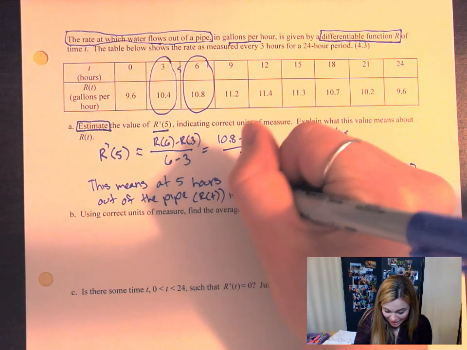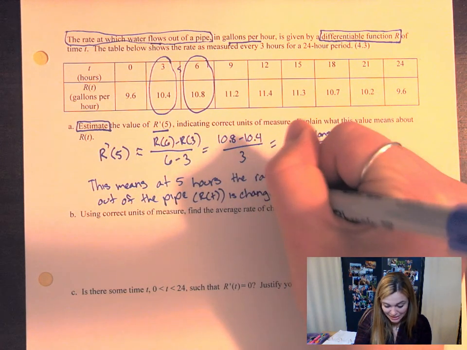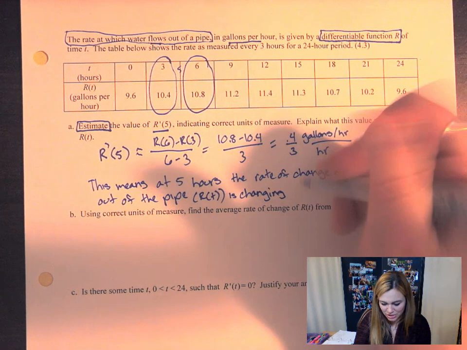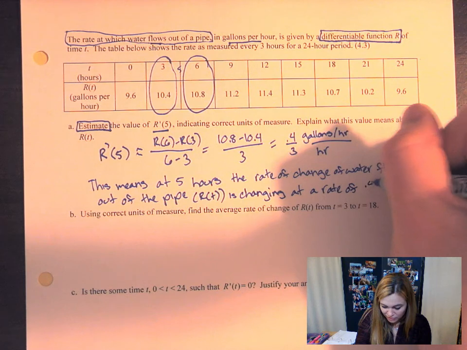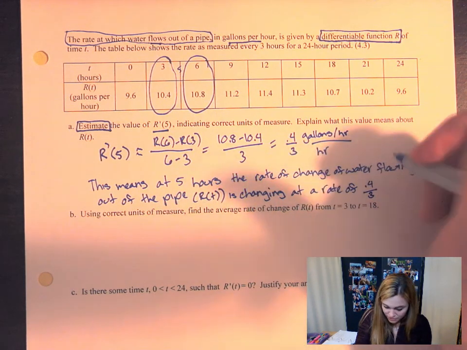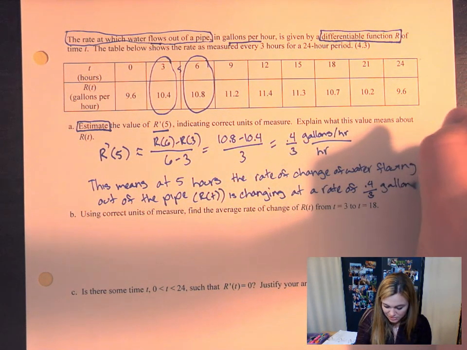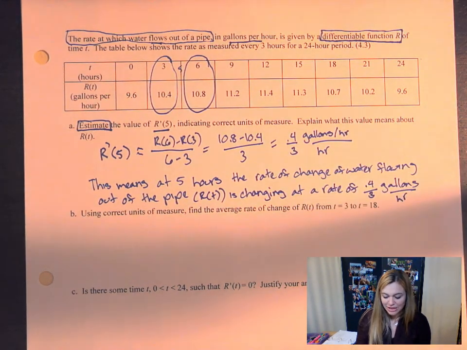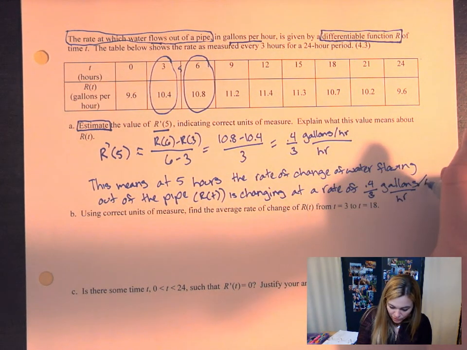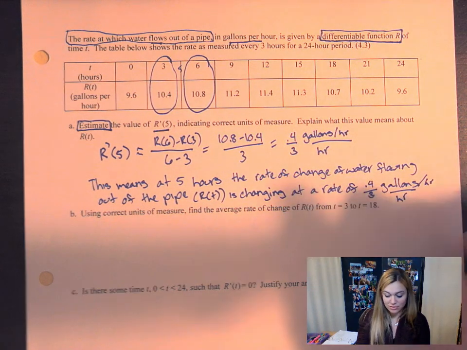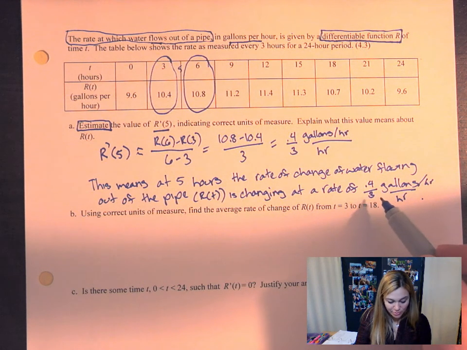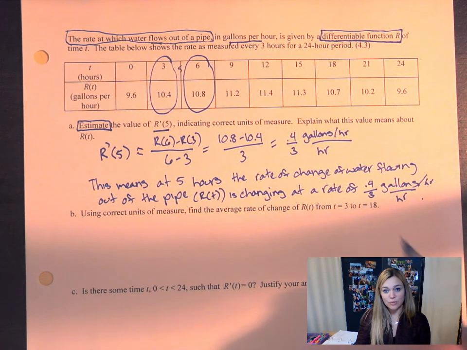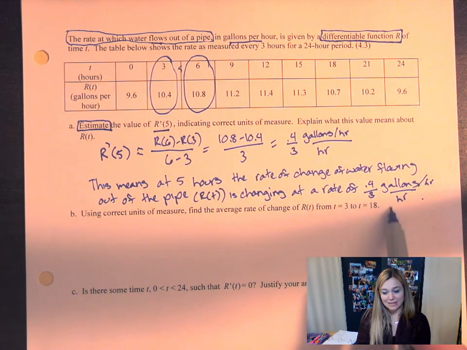Is changing at a rate. So this has a rate of change. So I began with a rate of change and I'm finding the rate of change. Is changing at a rate of 0.4 over 3 gallons per hour. Or you can say gallons per hour squared. If you wanted to change this, you can say this is 4 over 30, or 2 over 15, but there's also no problem leaving it like this.